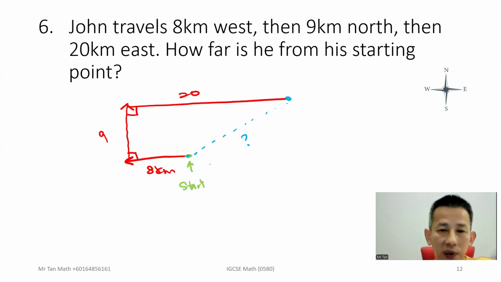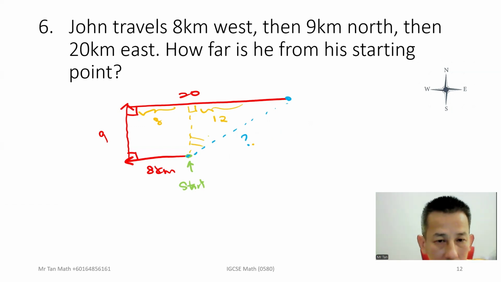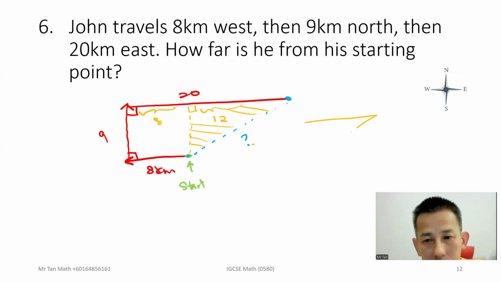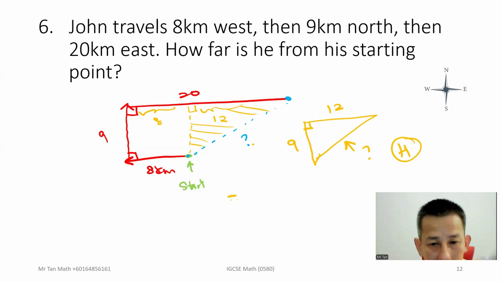So the question asks for how far this point to this point. First, you need to find where is your right angle triangle. You'll be here. So this is 8. This will be 12. So your right angle triangle will be here. This is 12. This is 9. And the question asks for the distance. So the distance is the hypotenuse. Therefore, distance equals square root of 12 square plus 9 square. You should get 15.